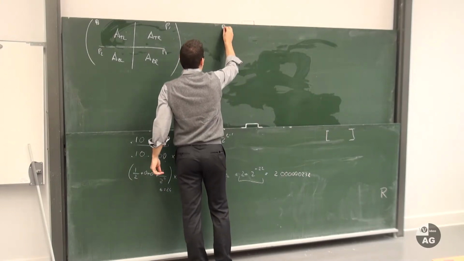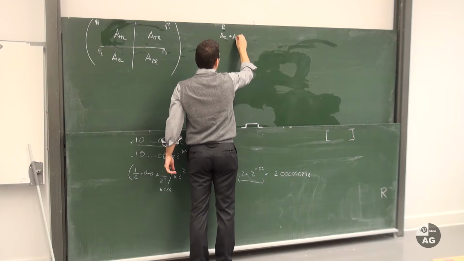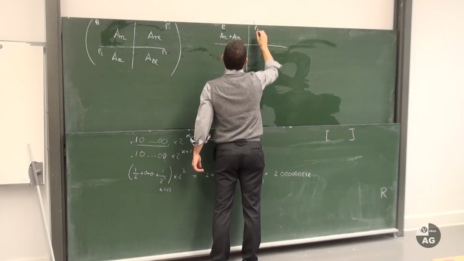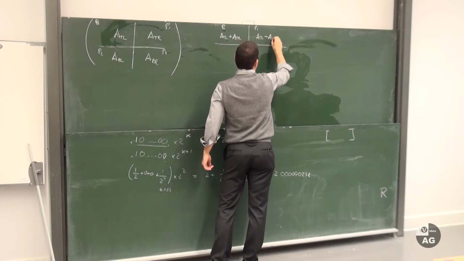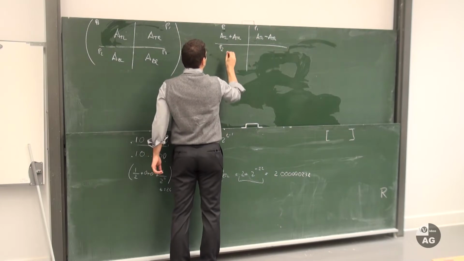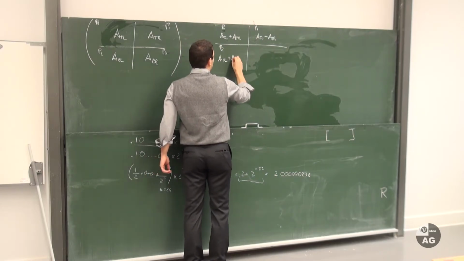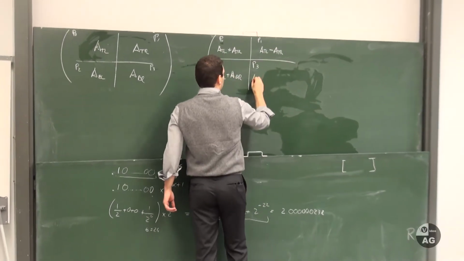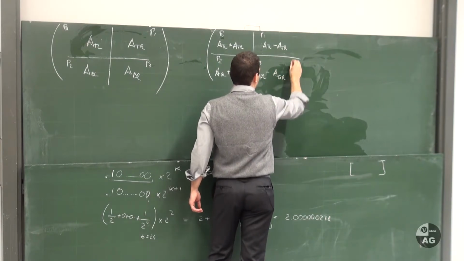processor 0 wants to compute A top left plus A top right. Correct me if I'm wrong. Processor 1 wants to compute A top left minus A top right. Is this correct? I don't remember. Processor 2 wants to compute A bottom left plus A bottom right. And processor 3, A bottom left minus A bottom right.